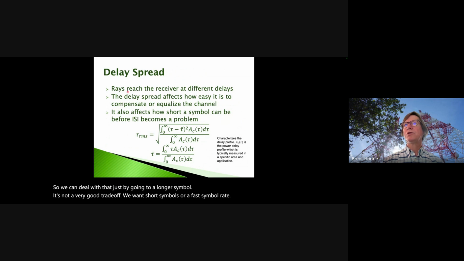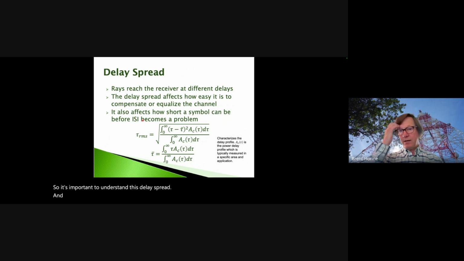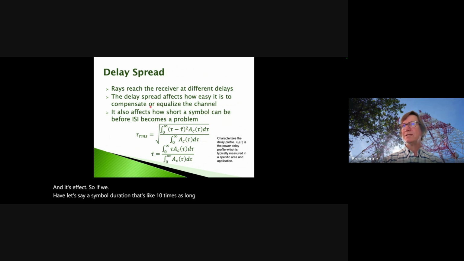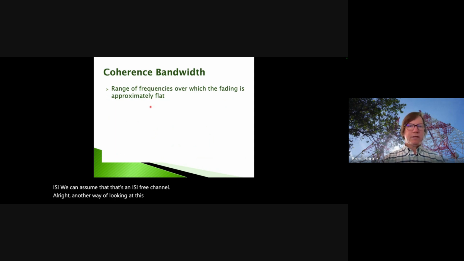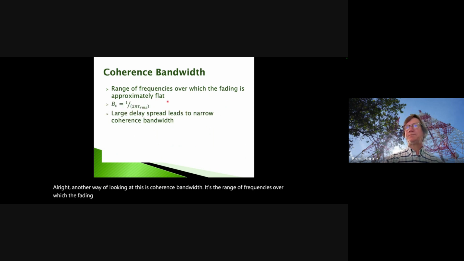So it's important to understand this delay spread and its effect. So if we have, let's say, a symbol duration that's like 10 times as long as the delay spread, we can kind of ignore ISI. We can assume that that's an ISI-free channel. All right, another way of looking at this is coherence bandwidth. It's the range of frequencies over which the fading is approximately flat.